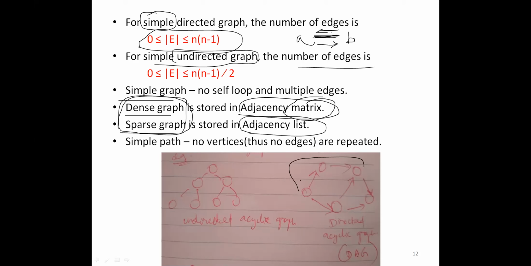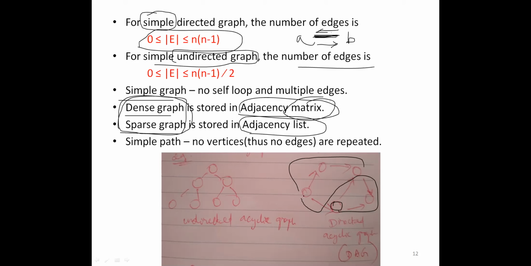From here, I'm reaching this one. This we call a simple path. I can do it in some other way also. I want to reach this node, for example. What I will do, I'll go like this. I may go like this also.